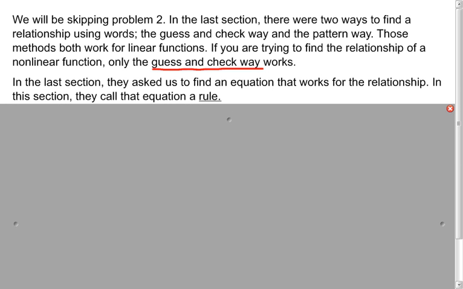In the last section, they asked us to find an equation that works for the relationship. Okay, they said find an equation. In this section, instead of using the word equation, they use the word rule. So they're going to ask us to find a rule.